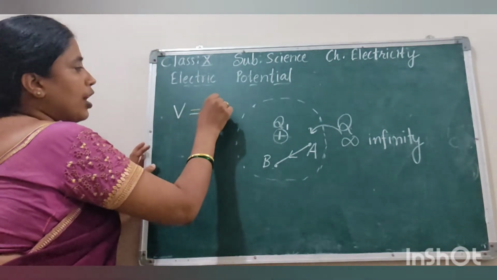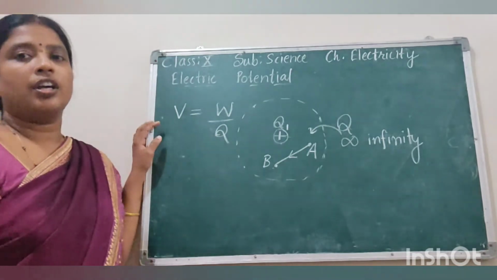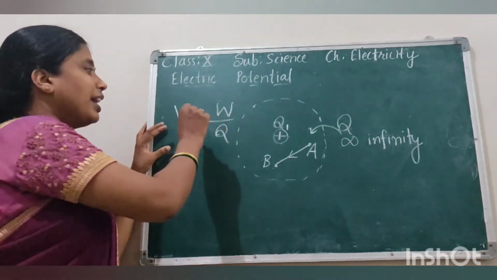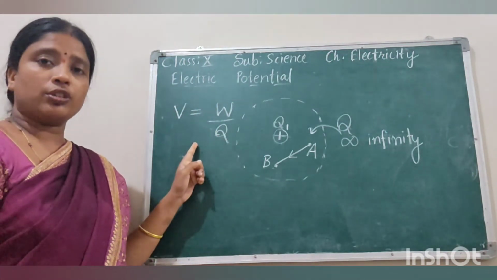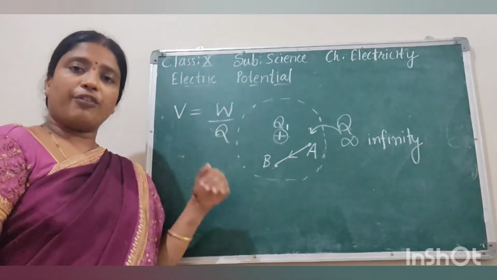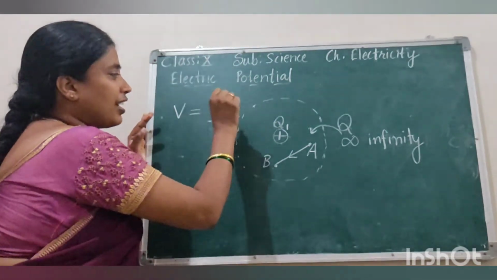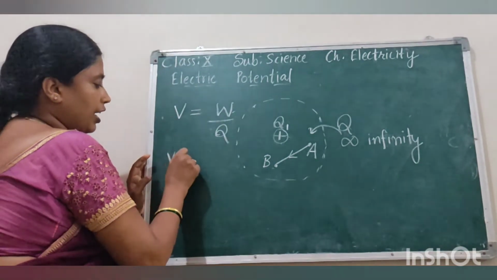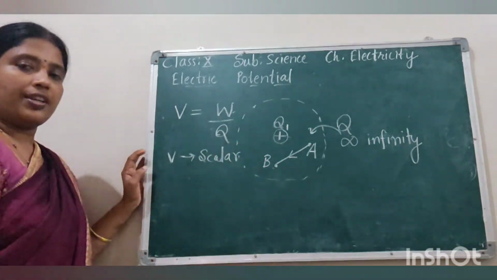It is equal to work done per unit charge. So electric potential or potential difference between 2 points is defined as the amount of work done in bringing a unit positive charge from infinity to a point, or in moving it from one point to another point. Now work is a scalar quantity, charge is a scalar quantity, so electric potential is also a scalar quantity.